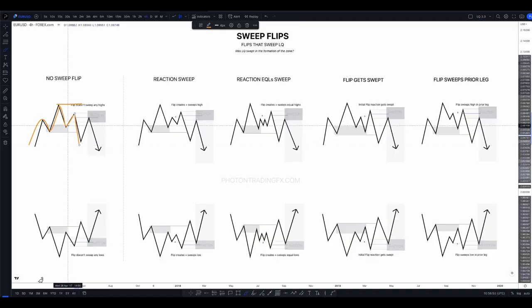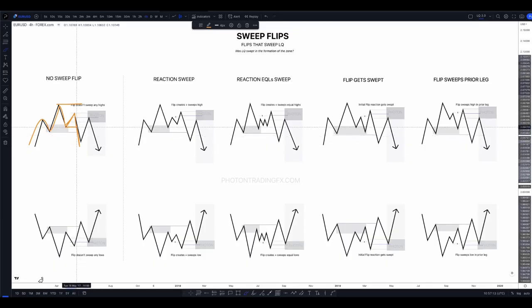So what that means now is supply has stepped in and it's overpowered demand. Okay, so we've had a reaction from demand. That reaction has failed to do its job. And then price has broken and closed below the reaction. Okay, so when we get a break below there, that's when the reaction has failed, but we only get true confirmation that the zone has completely failed when price actually trades through it.